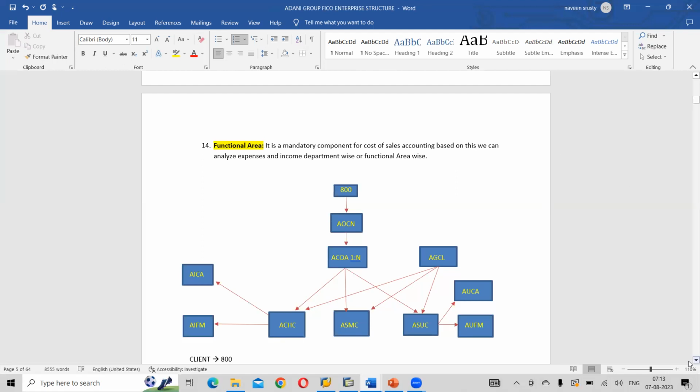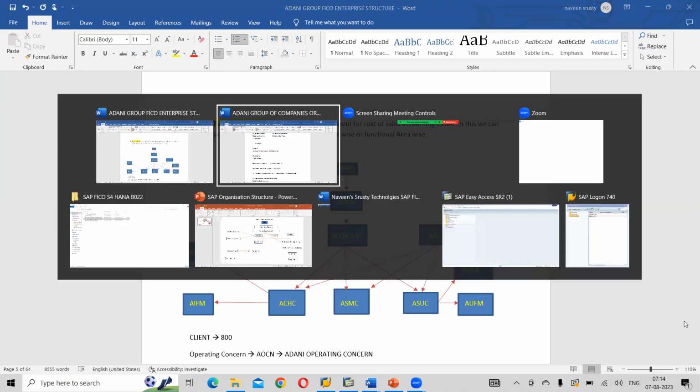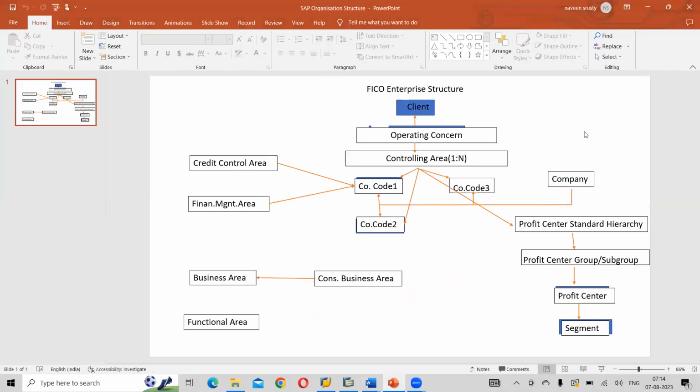Okay, now write down. So we need to map. This is about your organization structure literature. In the organization structure literature, we saw what is client, what is operating concern, what is controlling area, what is credit control area, what is financial management area, what do you mean by a company, what are company codes, which one is mandatory. Is company optional or mandatory, are company codes optional or mandatory, and at which level books of accounts will be maintained, either at company level or company code level.